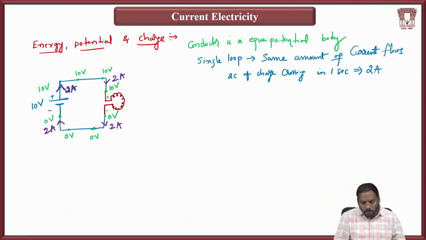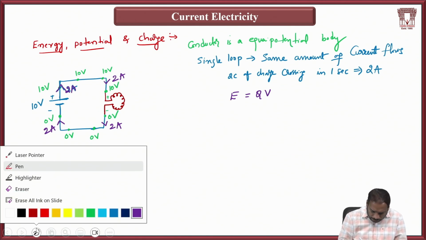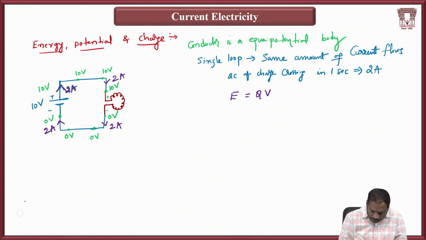Now, how is the bulb glowing? What makes the difference? What makes the difference is the relationship between energy, potential, and charge, which is simply E equals QV. From this concept, I'll mark this point as A and this point as B. However, the same charge is moving throughout.